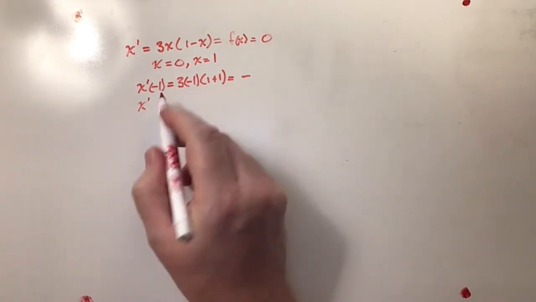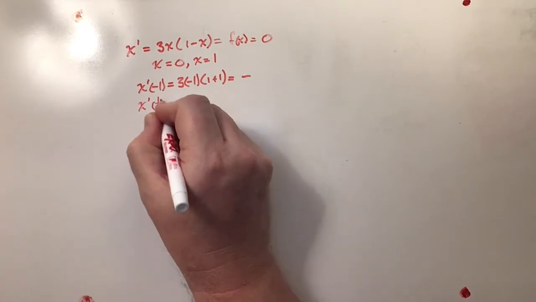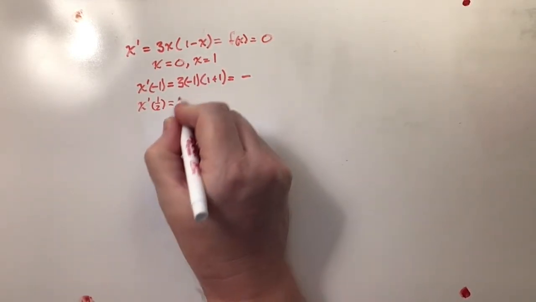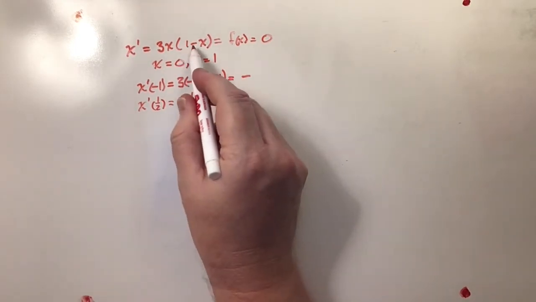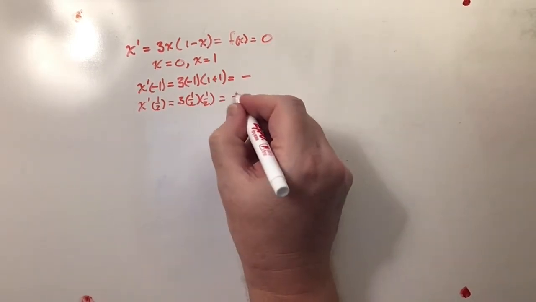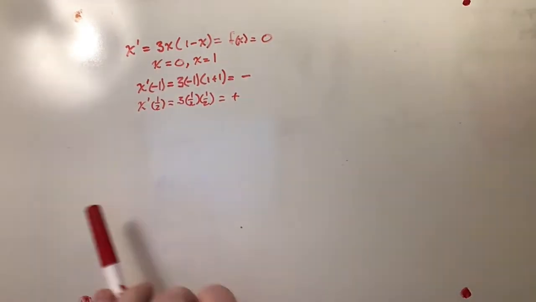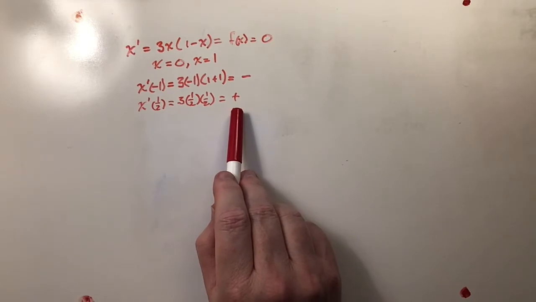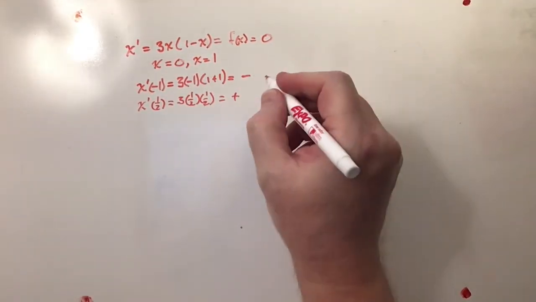So x prime, we can't use 1 because that's the other critical point, so I'll use 1/2. And that will be above 0, but it won't be at the other critical point. So when it's 1/2, this is 3 times 1/2, and then 1 minus 1/2 is also 1/2. So it doesn't really matter what the value is, it's positive. And because it's positive, when we're slightly above the critical point of 0, we're trending away from it because we're above it and we have a positive slope. So this right here, the equilibrium point at 0 is unstable.